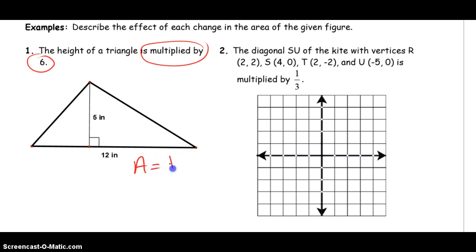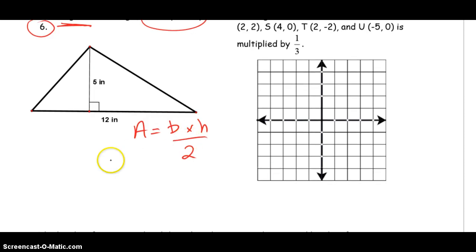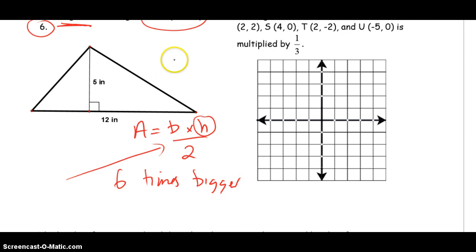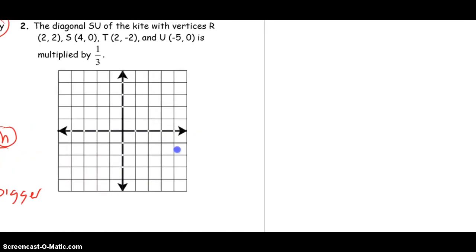The area of a triangle is base times height divided by 2. And they're saying to multiply the height, see this, the height, by 6. Well, let's just look at our formula right here. If we multiply this height by 6, how many times bigger is the new shape going to be? And I hope you can see that it is actually 6 times bigger. And if you're not sure about that, you can always find the area of this shape right here, and then times the height by 6 and find the area of the new shape and see how many times bigger it is.